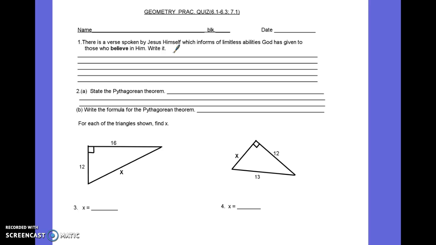Say it with me. Most assuredly, I say to you, he who believes in me, the works that I do, he will do also. And greater works than these he will do, because I go to my Father. That's the challenge, but what a good challenge from our Lord.